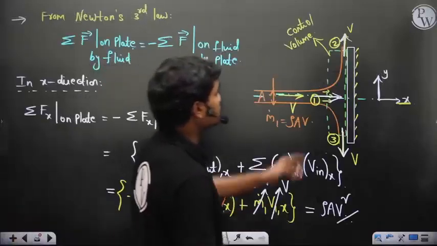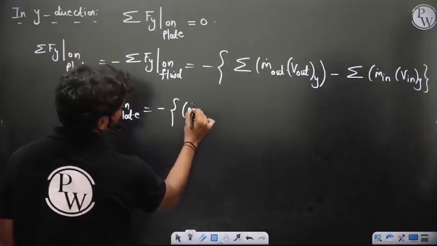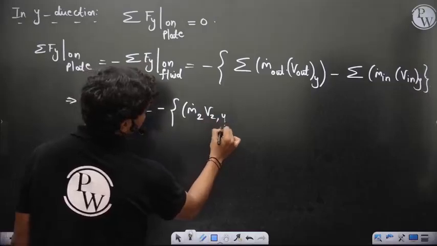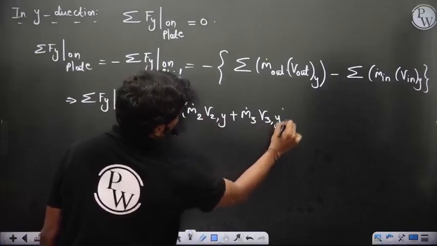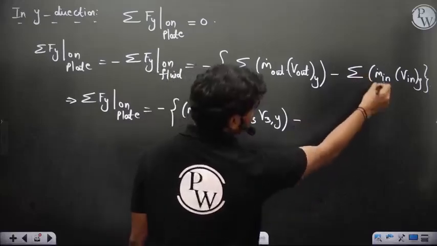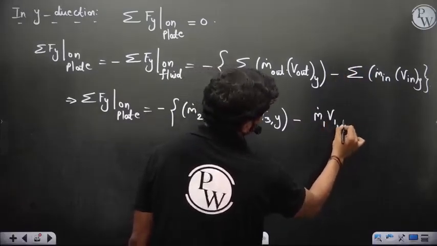So how many locations are outlets? 2 locations, 2 and 3. So we write m dot 2 v2 in the y direction plus m dot 3 v3 in the y direction minus sigma m dot in v in. There is only one inlet, so m dot in v1 in the y direction, of course.